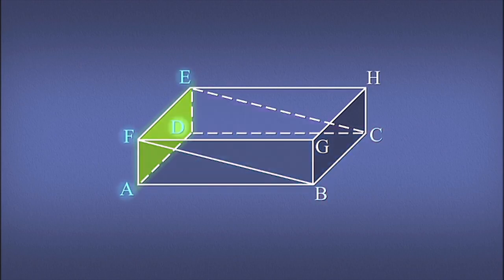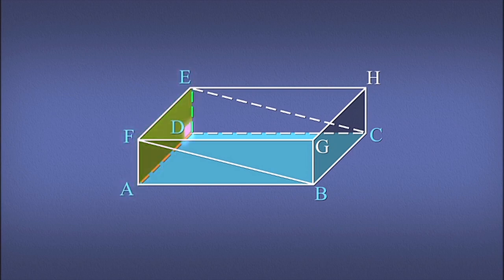Let's look at plane ADEF and plane ABCD. These two planes intersect at line AD. On plane ADEF, ED is perpendicular to AD. On plane ABCD, CD is perpendicular to AD. Angle EDC is the angle between plane ADEF and plane ABCD.